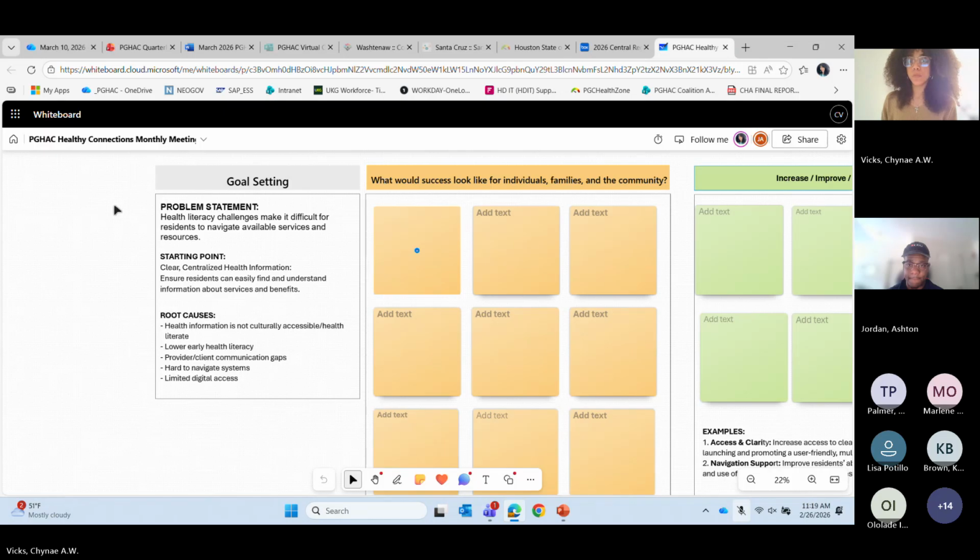I guess with the goal in mind, I know we're not talking about the goal, but I guess success would look like having a centralized way of disseminating information so that people know where to look for the information, and everyone in the community has an understanding of, okay, this is where we go to get health information. Yes, love that. Thank you.